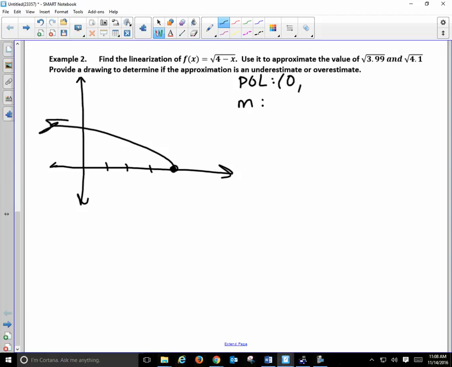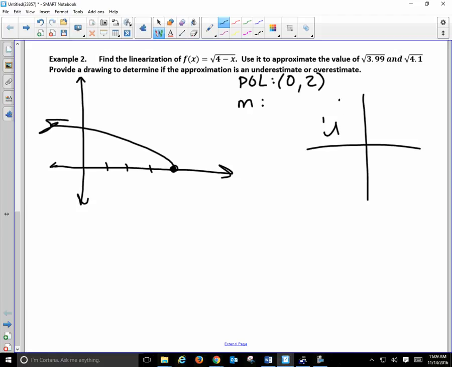A lot of people don't know what to choose for x. We're going to choose x to be something that would give us values very close to these. Okay, so if x is 0, what would the y value be? 2. I want to find the slope. How do I find the slope?